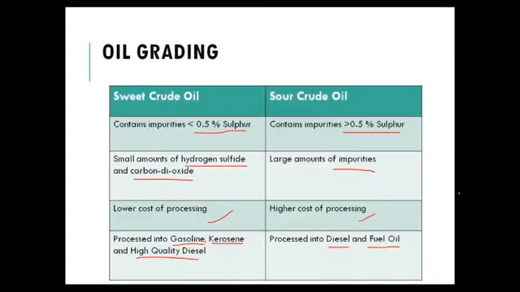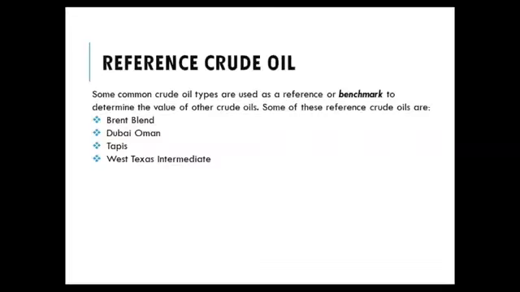This API gravity differs from one place to another, depending on where the crude oil is formed. As there are different countries and different locations where we get these crude oils, they have come up with a standard reference crude. In order to measure anything, you need a reference. Similarly, for oil and gas products, we have a reference crude oil, a benchmark.